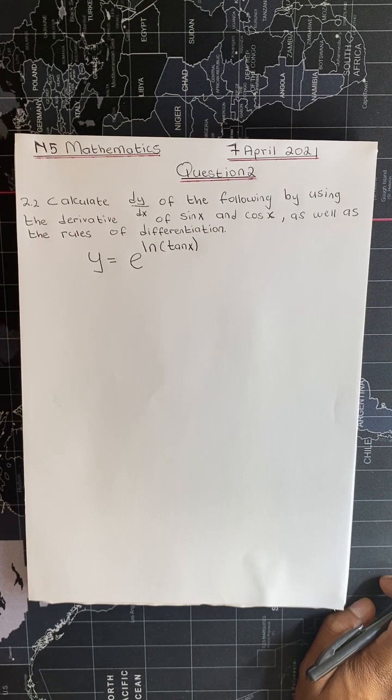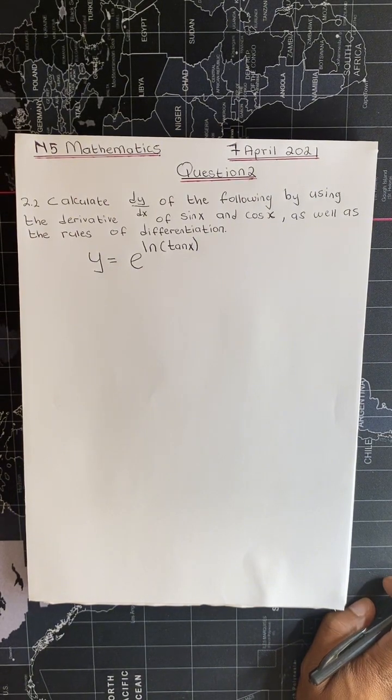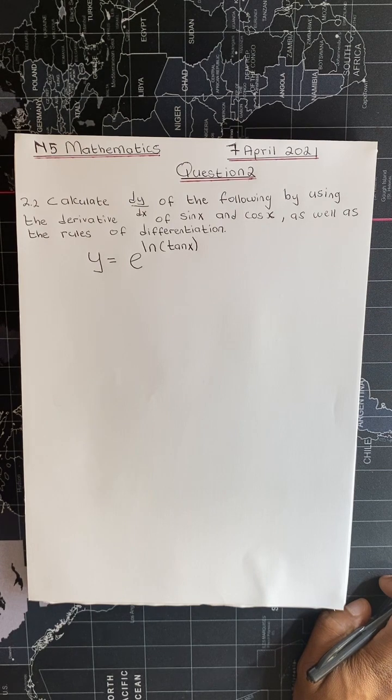2021 N5 mathematics question paper. And question 2.2 states that we must calculate dy over dx of the following by using the derivative of sin x and cos x as well as the rules of differentiation.